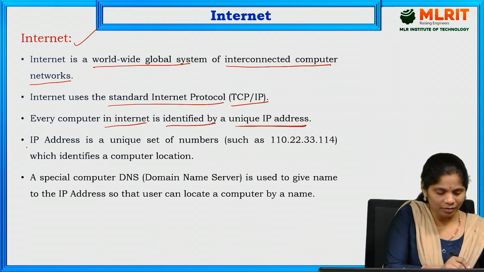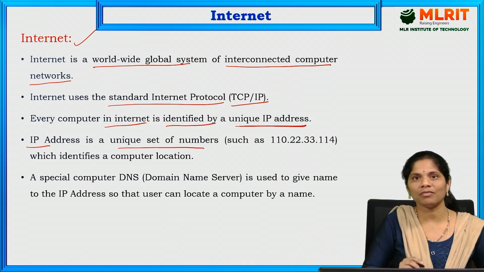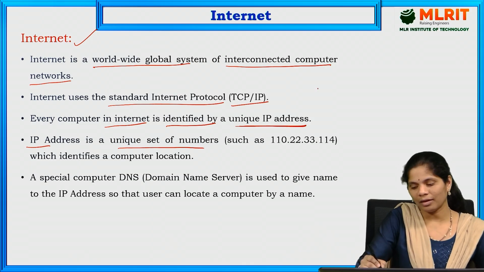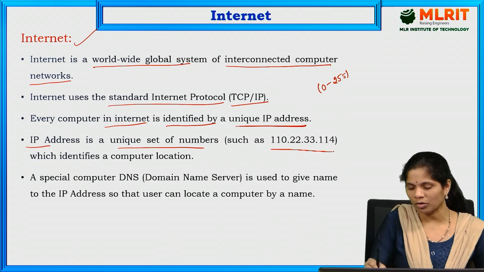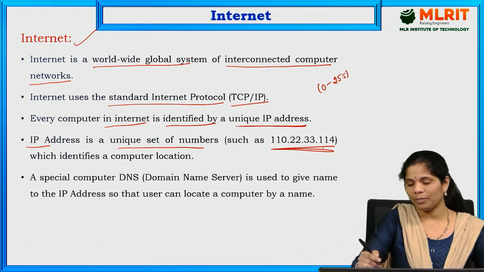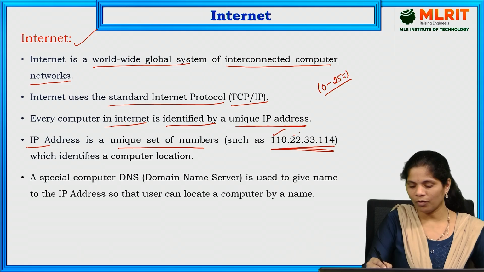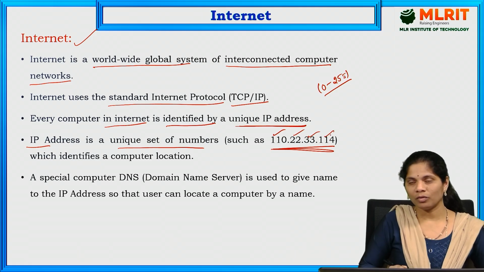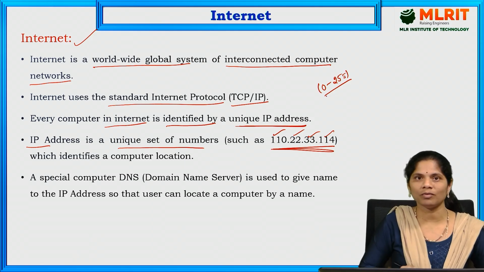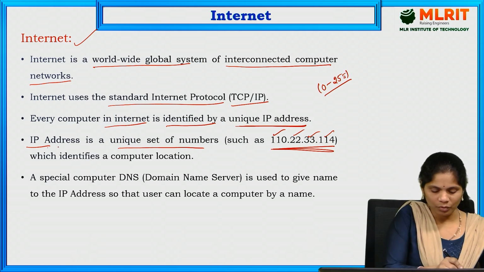This IP address is a unique set of numbers. The range of each number in an IP address is 0 to 255 only. Whatever numbers are involved, they are all between 0 and 255 only. The address is like this, with each number in between 0 and 255. That is about the IP address.